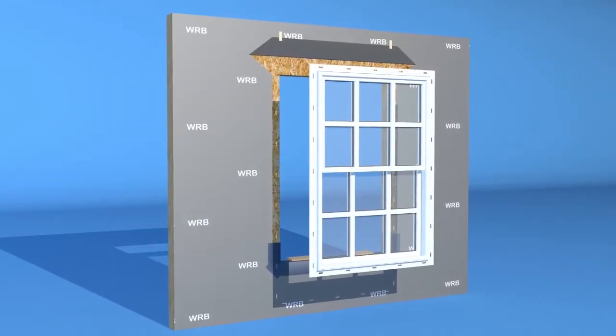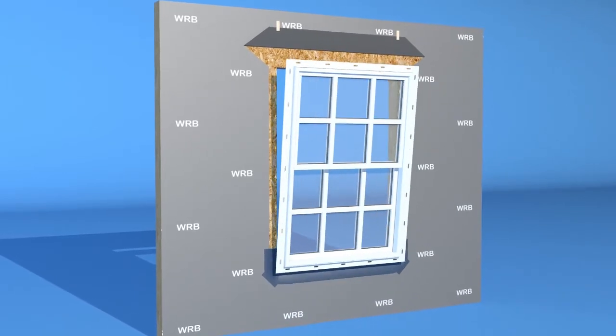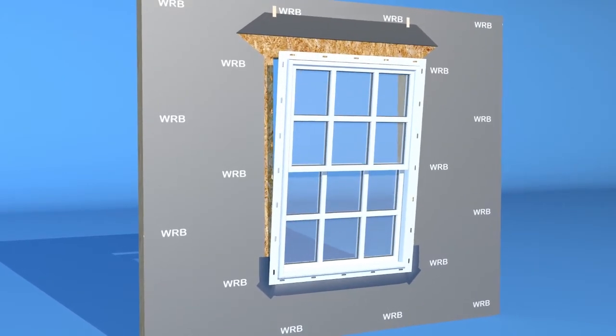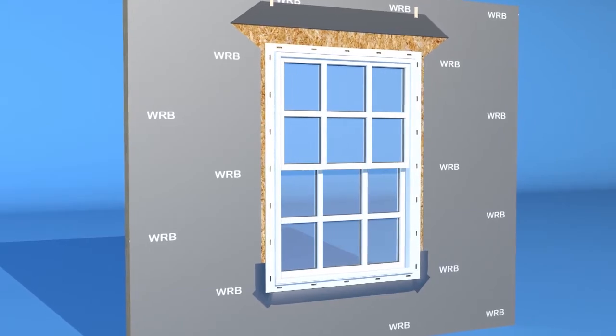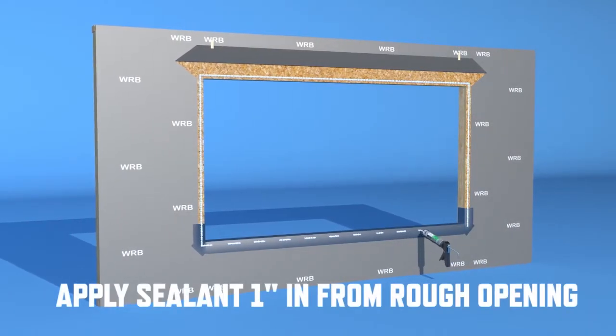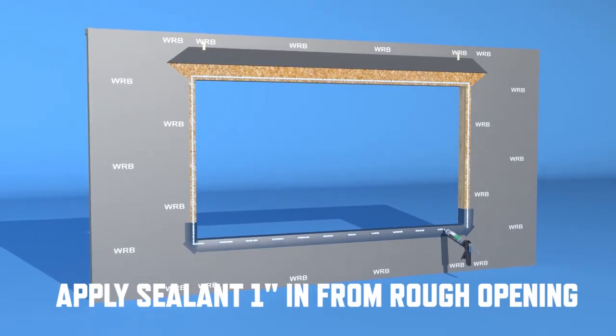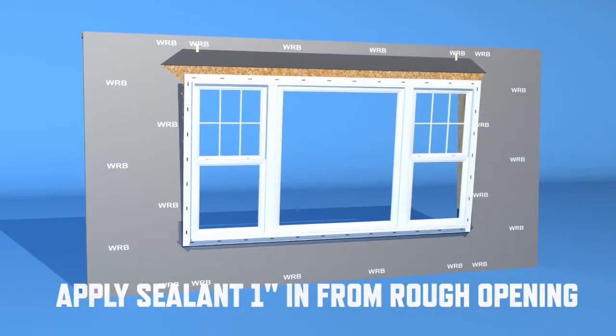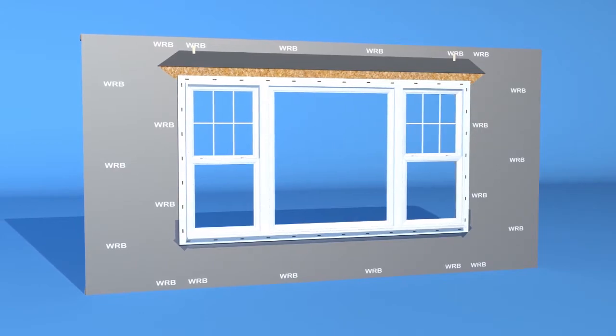Insert the window into the opening by placing the window sill onto the rough opening sill and tilting it into place. When installing windows that require special handling and manpower, it is acceptable to apply the sealant to the sheathing substrate instead of the window flange.